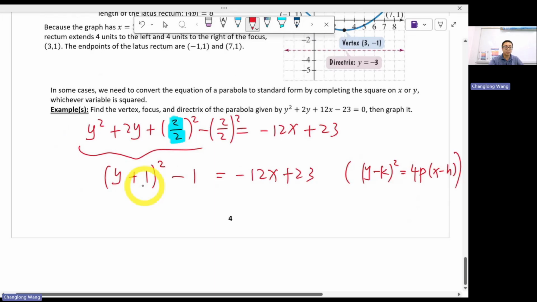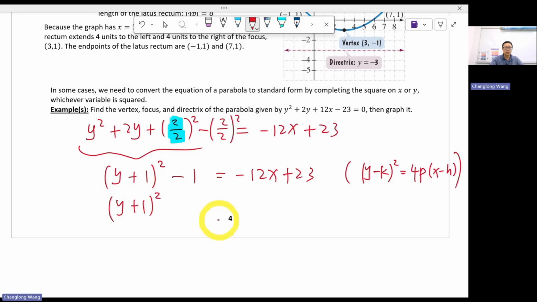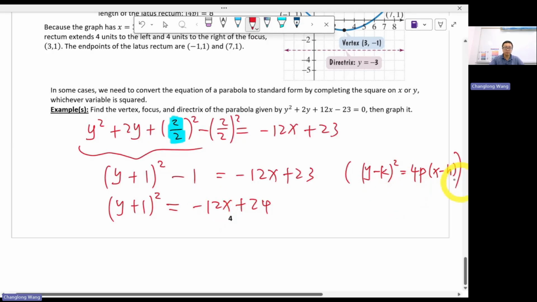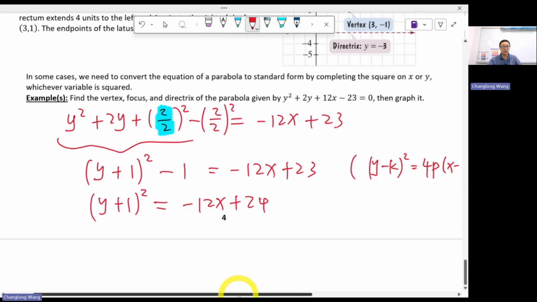And I see that we pretty much have the perfect square already. So let's just keep it that way and leave it on the left-hand side. And I don't need that negative 1 on the left-hand side, so adding the 1 to the right-hand side. So you'll be looking at negative 12x plus 24. And then we need to see what 4p is, and also, at the same time, you want to see what the h is. You could do that just by factoring the right-hand side.